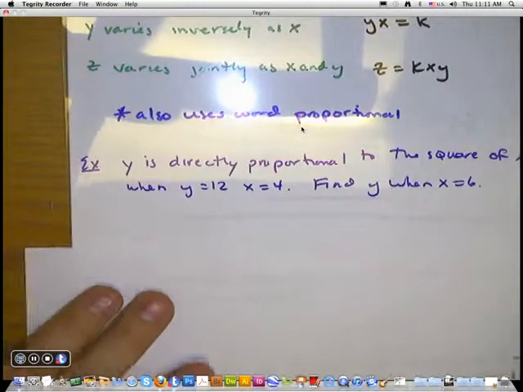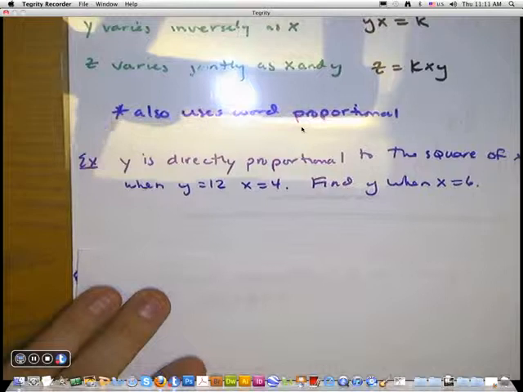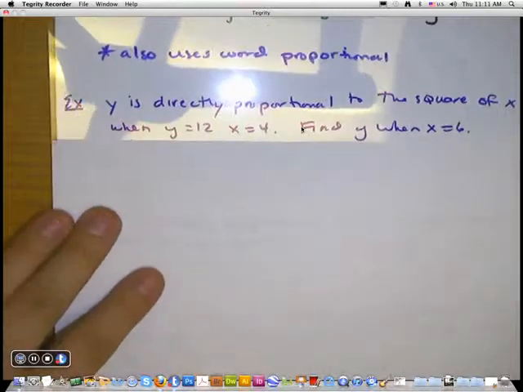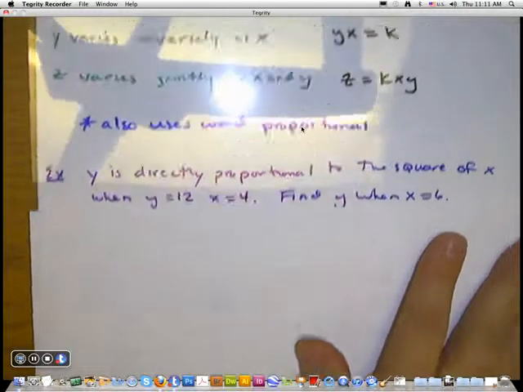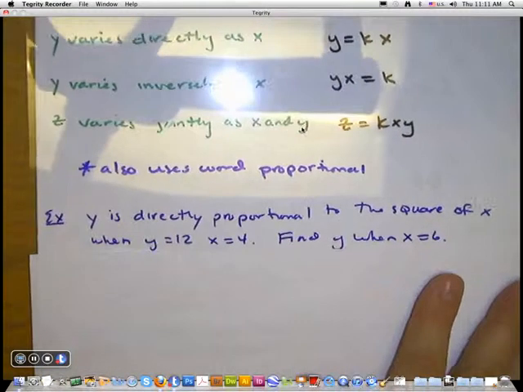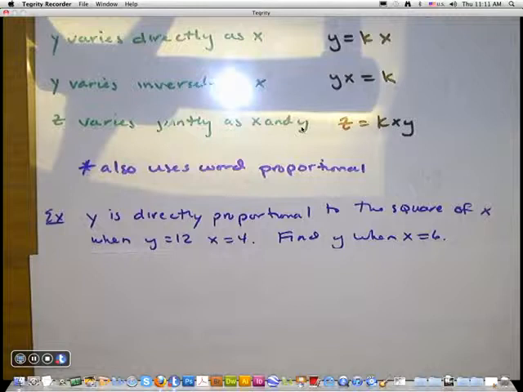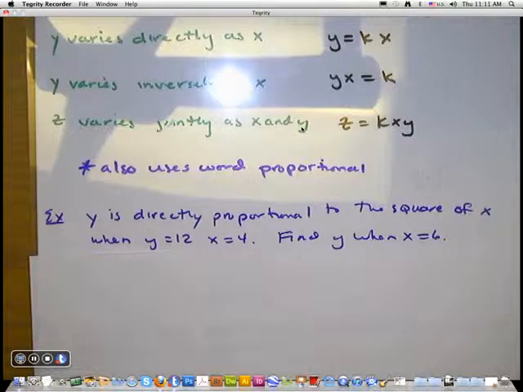Okay, so let's look at an example here. It says y is directly proportional to the square of x. When y is 12, x is 4. Find y when x is 6. Now there's a very specific way you're going to do every single one of these problems.